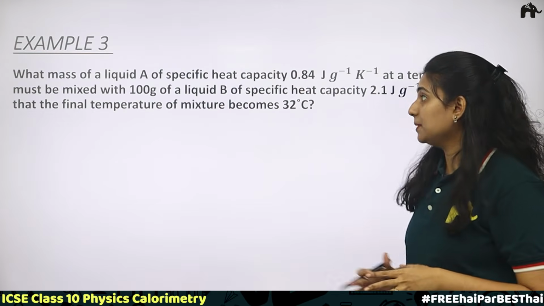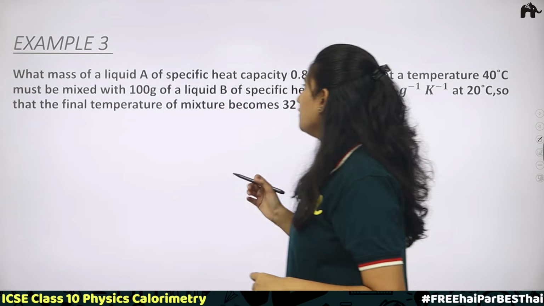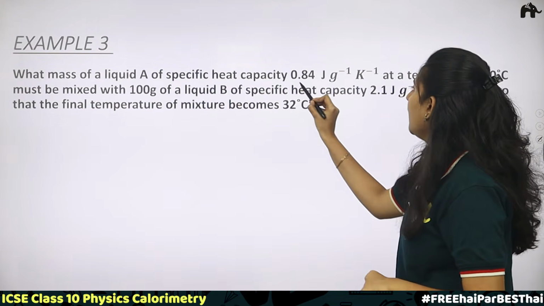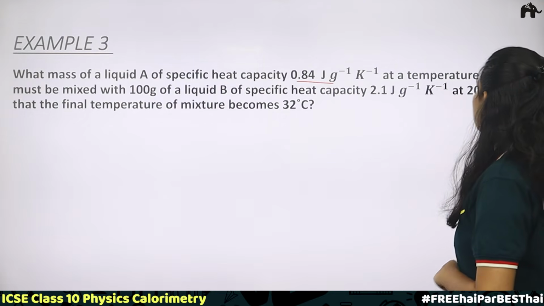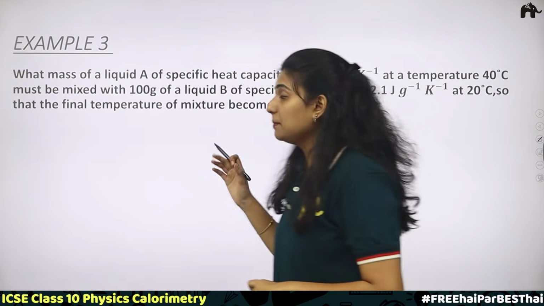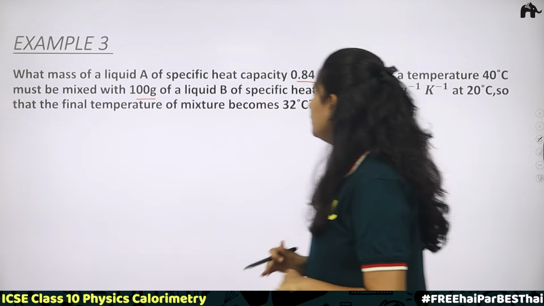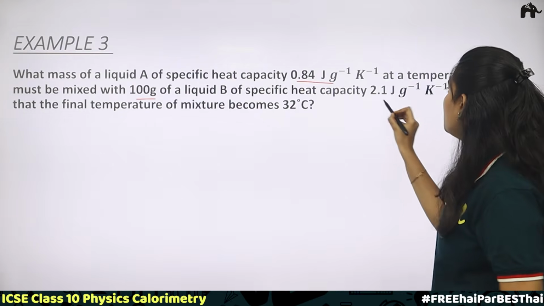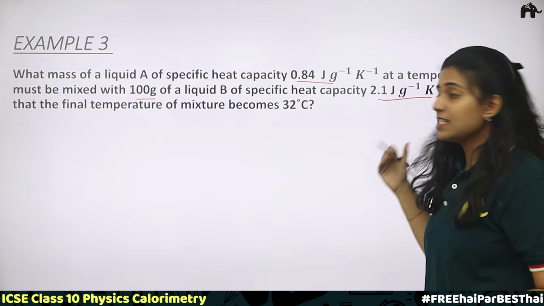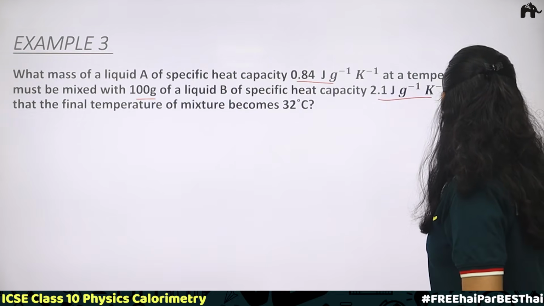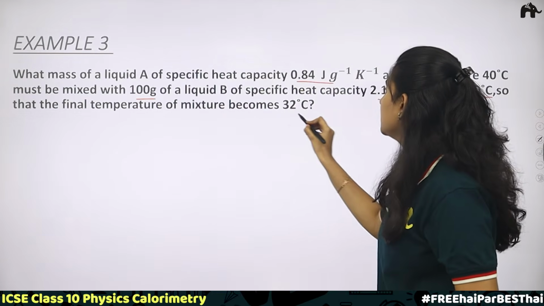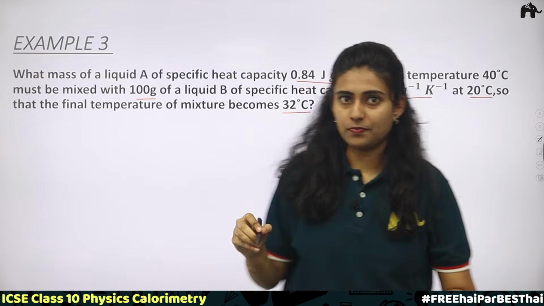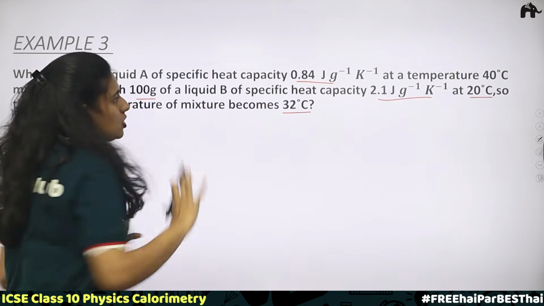Clear? Third example. What mass of a liquid A of specific heat capacity 0.84 joules gram inverse Kelvin inverse at a temperature of 40 degrees Celsius must be mixed with 100 grams of a liquid B of specific heat capacity 2.1 joule gram inverse Kelvin inverse at 20 degrees Celsius so that the final temperature of the mixture becomes 32 degrees Celsius. So the final temperature of the mixture is given.